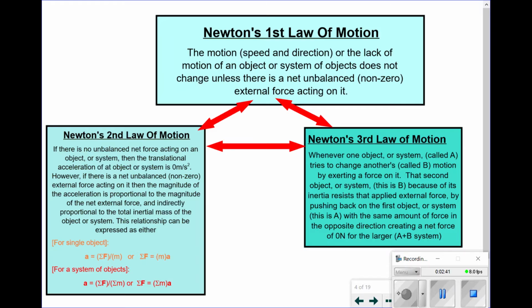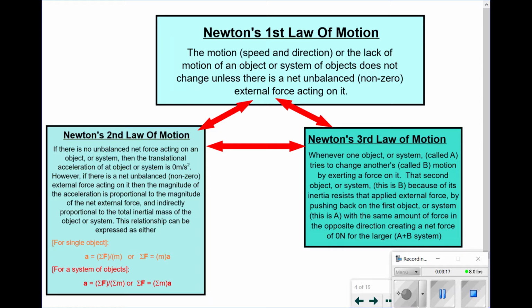Now, when looking at Newton's first law of motion, this lays down the foundation for all the other laws of motion. And it simply says that the motion, which is the speed and direction, or the lack of motion that an object or a system has, does not change unless there is a net unbalanced external force acting on it. In short, nothing about the motion is going to change unless something from the outside forces it to change. And not having motion is having motion.